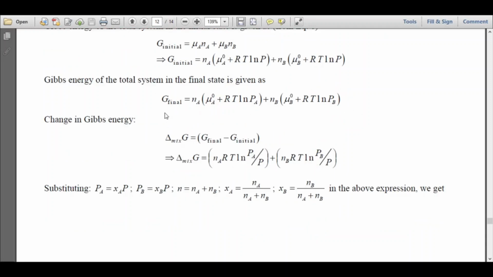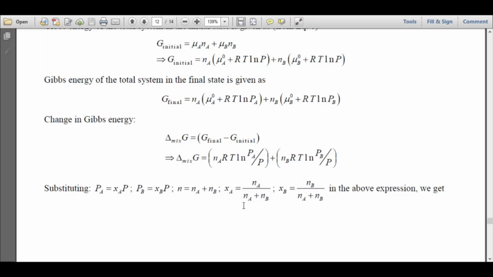Now similarly, I will write an expression for the free energy of the final state, similar to that of the initial state. The change in Gibbs free energy will be equal to the final state minus the initial state, which essentially gives me NaRT ln PA by P plus NbRT ln Pb by P. What is Pb? The partial pressure of gas B after mixing. What is Pa? The partial pressure of gas A after mixing. What is P? This is the pressure of gas A before mixing. This P is the pressure of gas B before mixing.